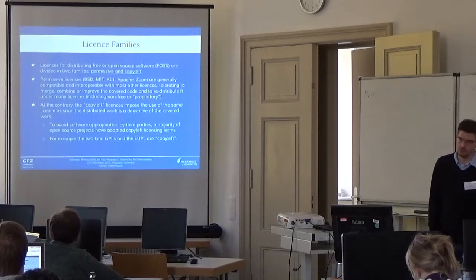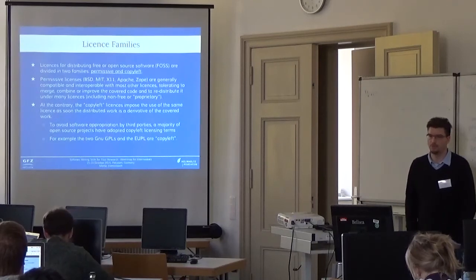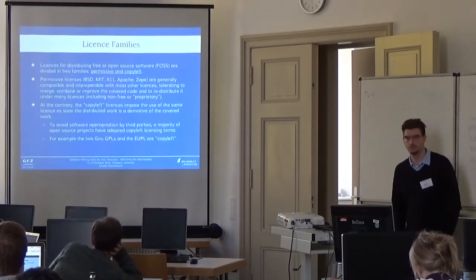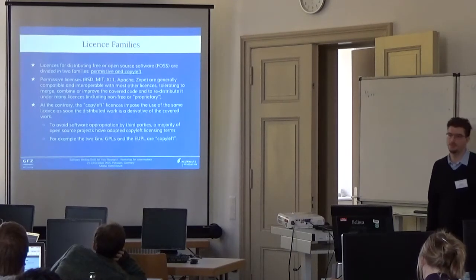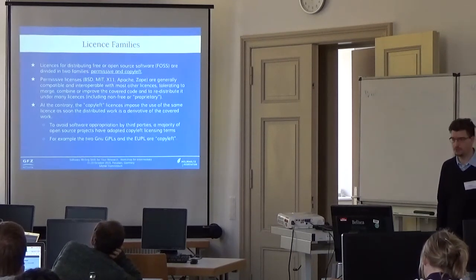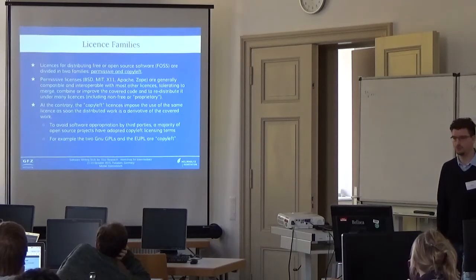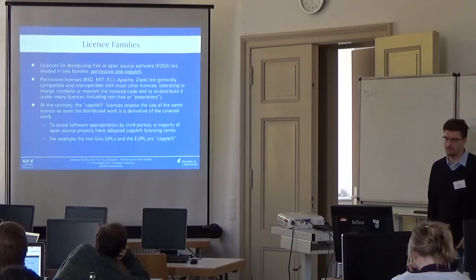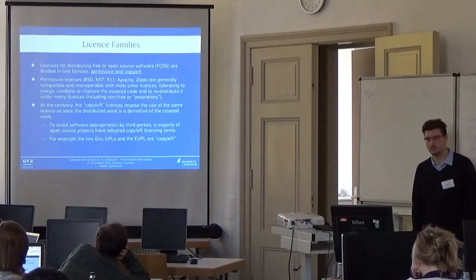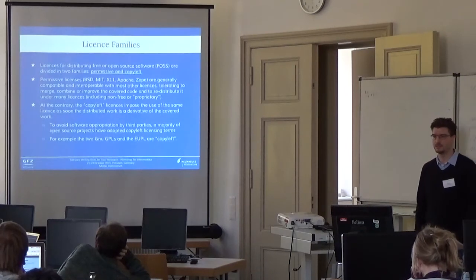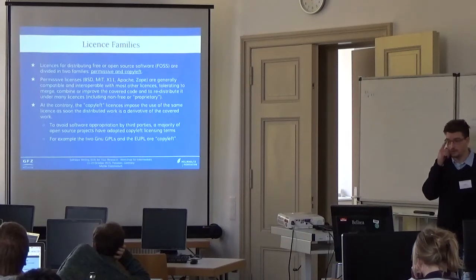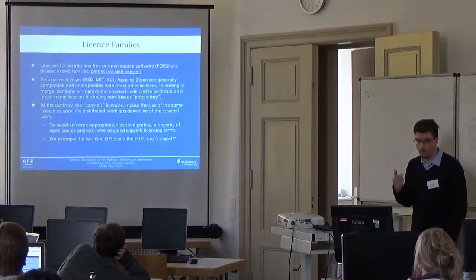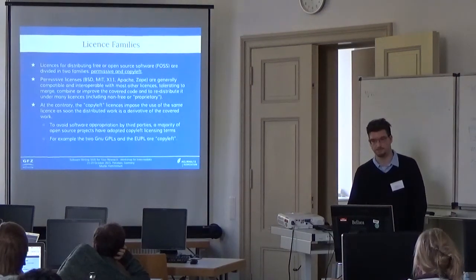And then there are also so-called copyleft licenses, which impose the use of the same license as soon as the distributed work is a derivative of the covered work. Basically, we know these licenses. For example, this is the GPL license. There are two different GPL versions out there, which is GPL version 2 and GPL version 3. And another very unknown license, but very powerful license in the family of copyleft licenses is the EUPL, which is the European Union Public License, which is also very interesting and might be a bit better for our purposes than, for example, the GPL license.